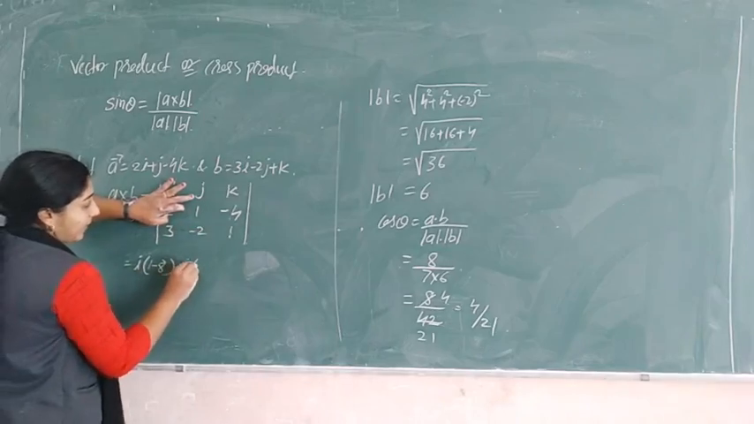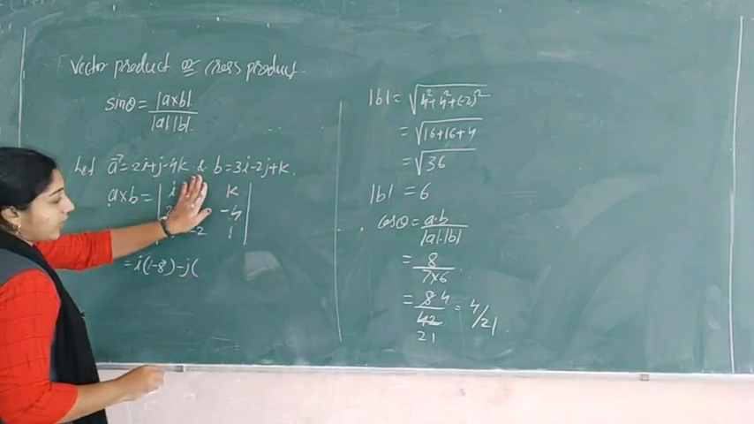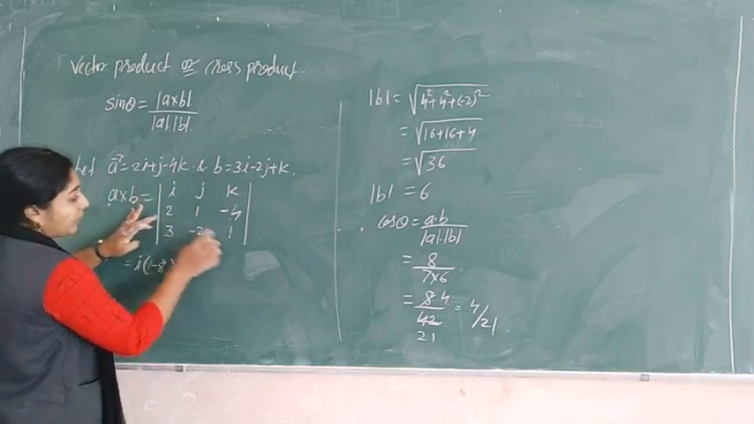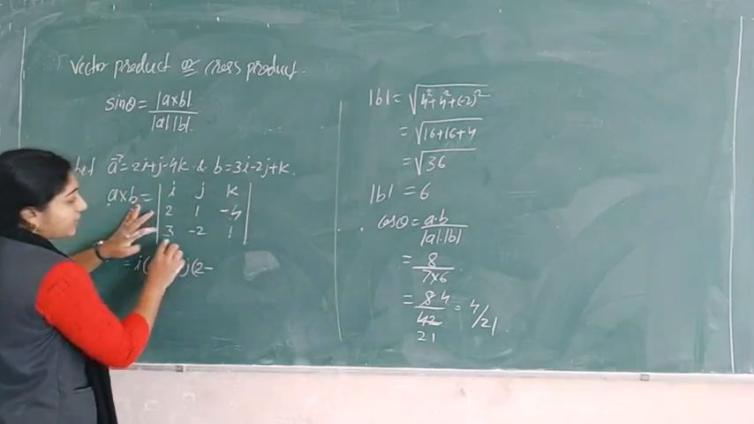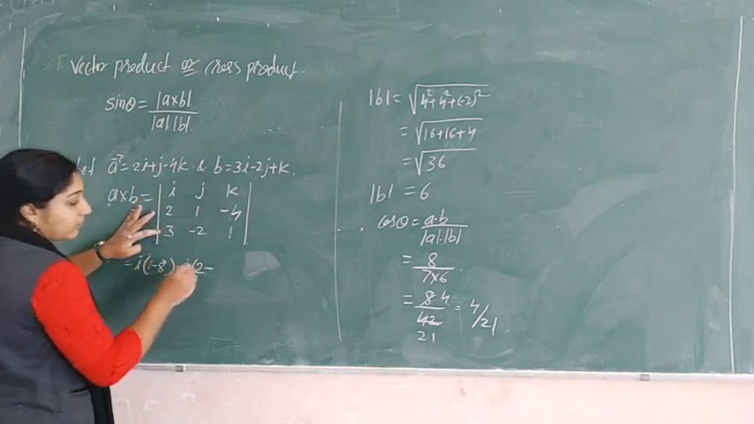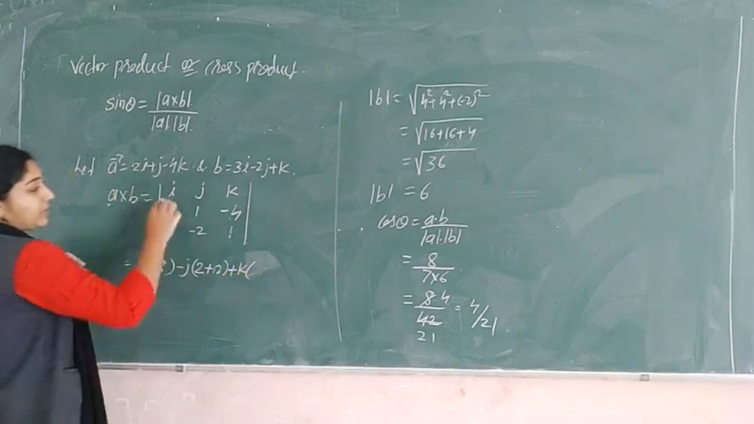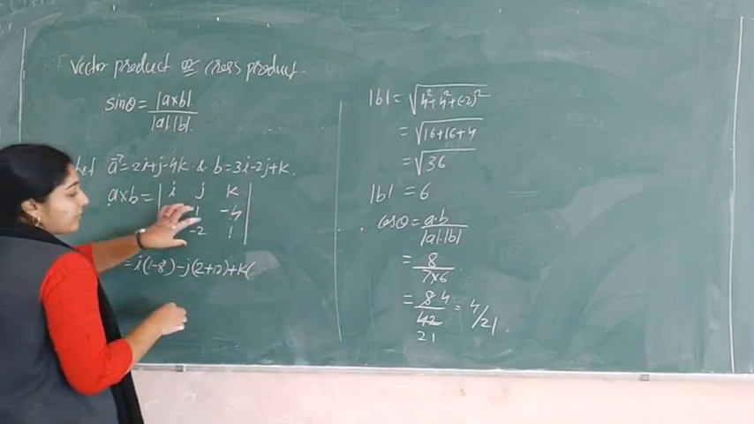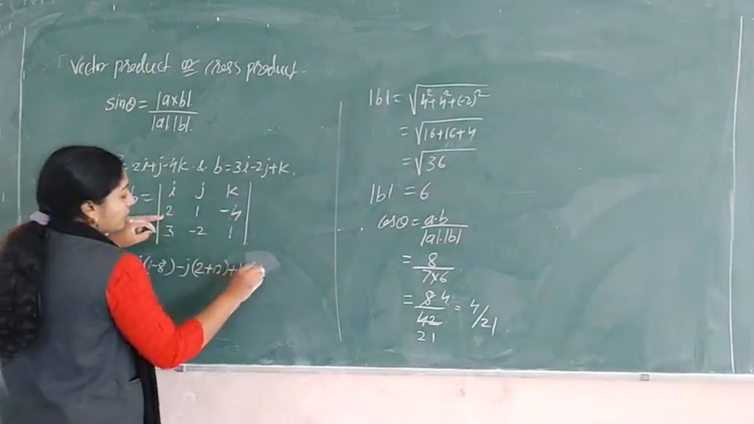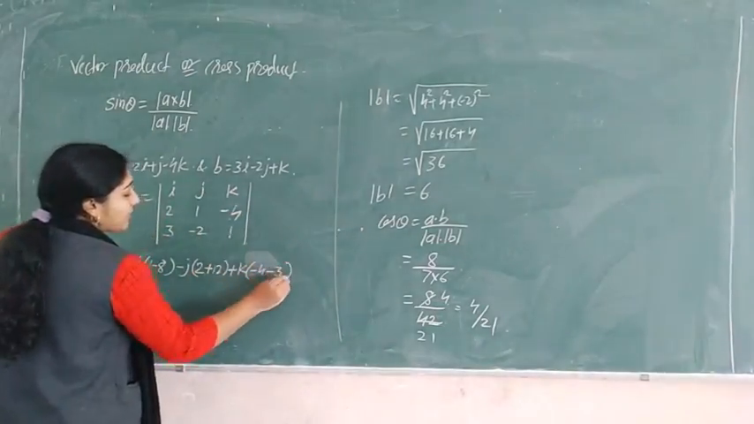Next, minus j. It is present in the first row, second column. Neglect that, and we remain with these 4. So 2 into 1 is 2, minus 4 into 3 is minus 12, minus into minus it is plus 12. Plus k, present in the first row, third column, so we remain with these 4: 2 into minus 2 is minus 4, 3 into 1 is 3.